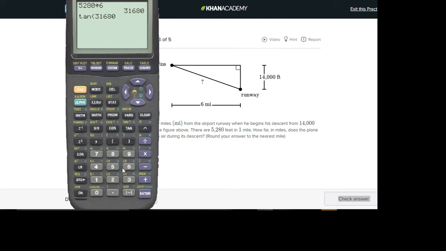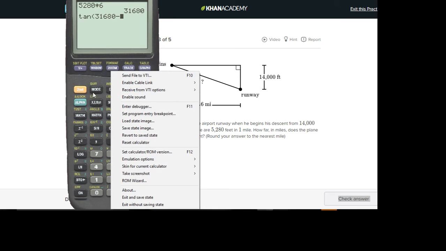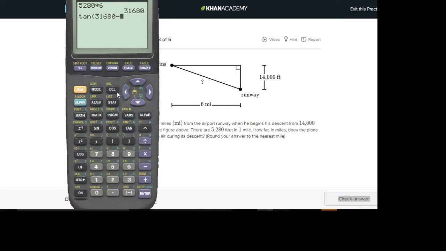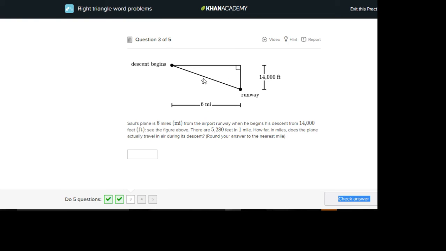What exactly are you doing? Stop. What are you doing? Explain to me what you're trying to do. Tangent. In word. Tangent of opposite over adjacent. For what? This triangle. Right, because this is opposite, that's adjacent. So, and this is 6 miles. So 6 times 5,280.